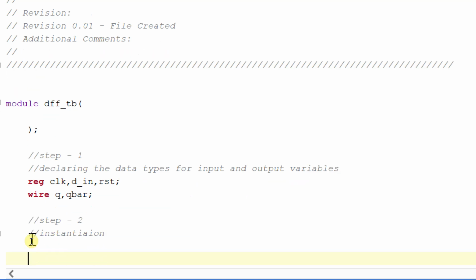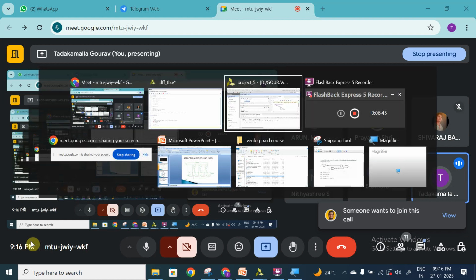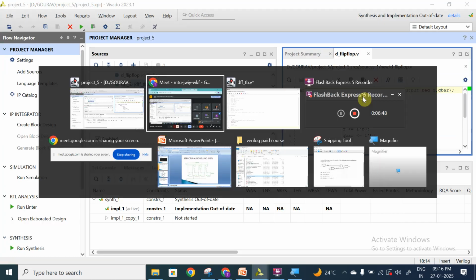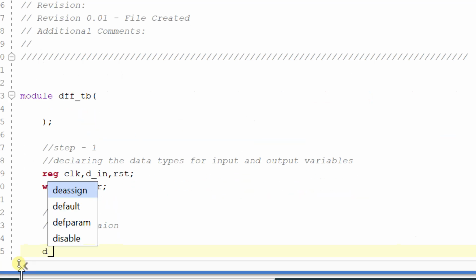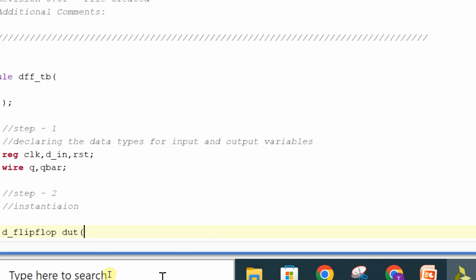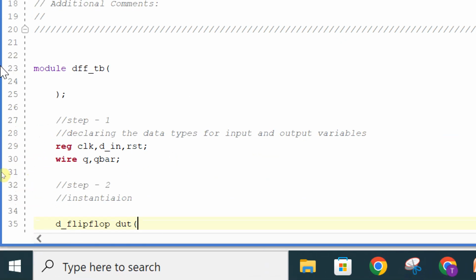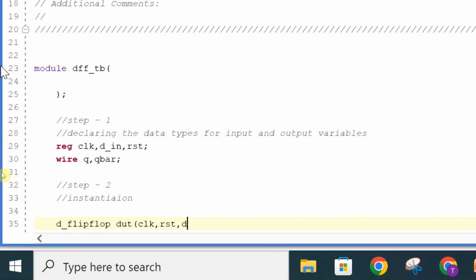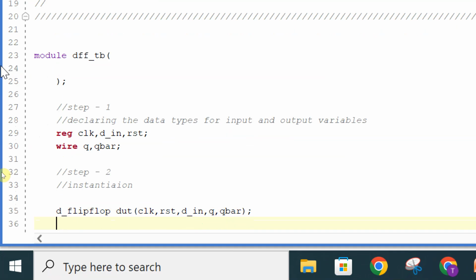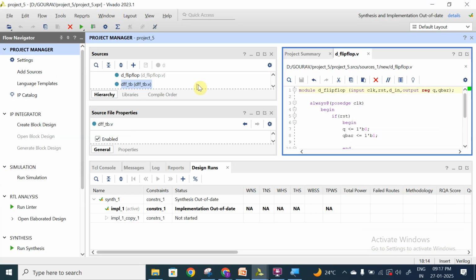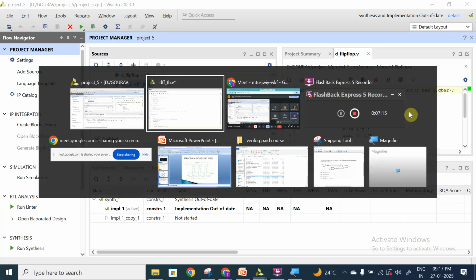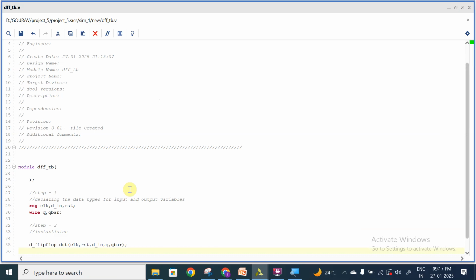So how are we going to instantiate? We write our module name, which is d underscore flip flop. This is our step 2: d underscore flip flop, and the instance name dut. I'm following connection by order, so I will simply write clock, comma, reset, comma, d underscore in, comma, q bar. So this is my step 2.